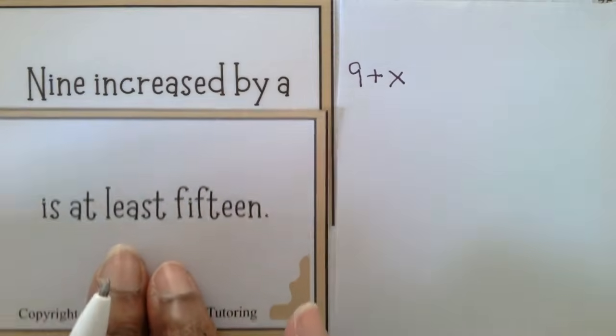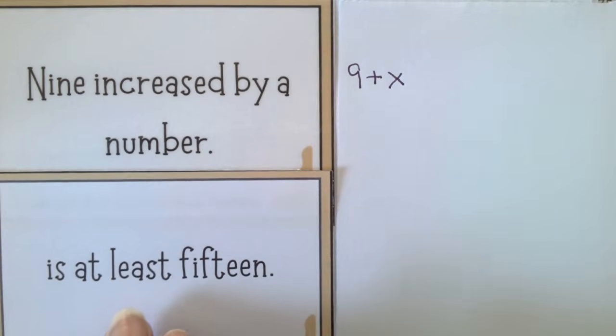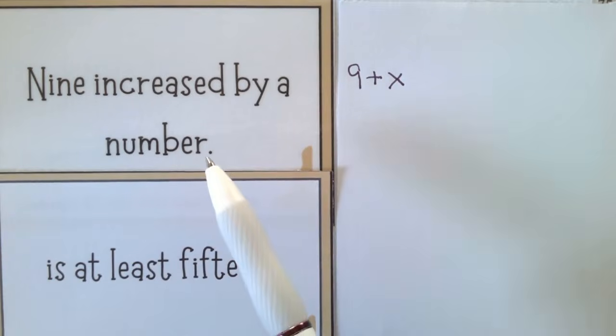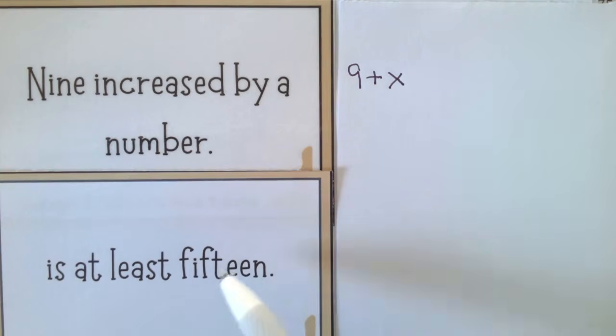So we have the beginning part, which is 9 increased by a number, so that's this part. If I want to extend it, and it said is at least 15, how would I say that?